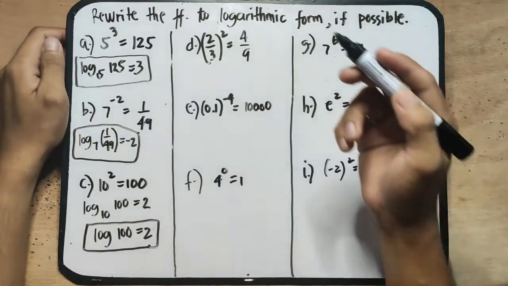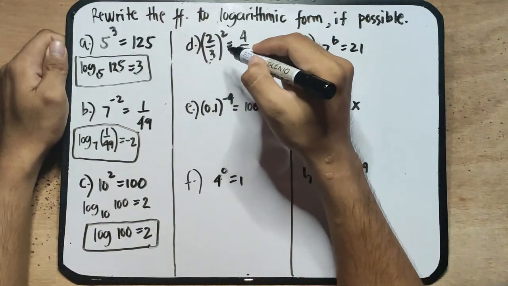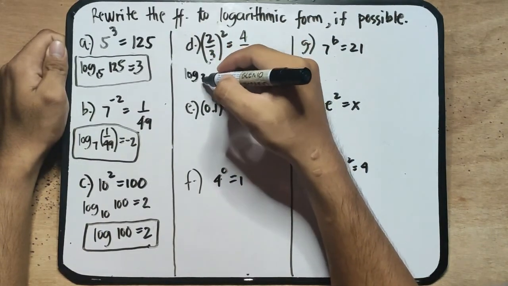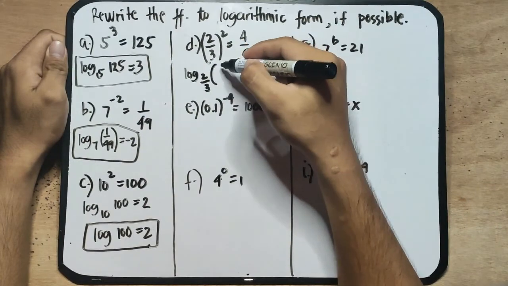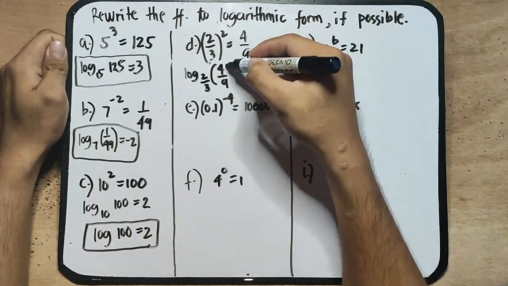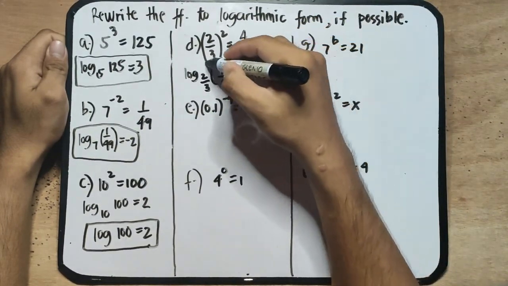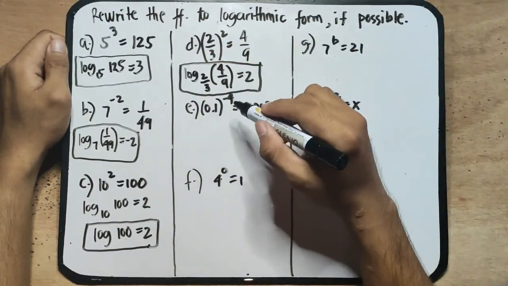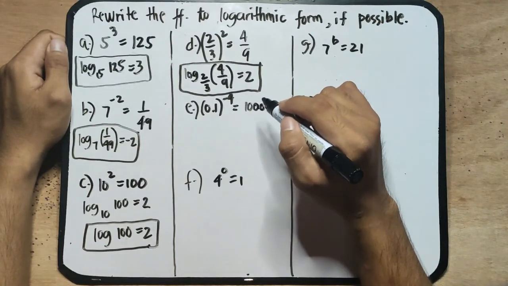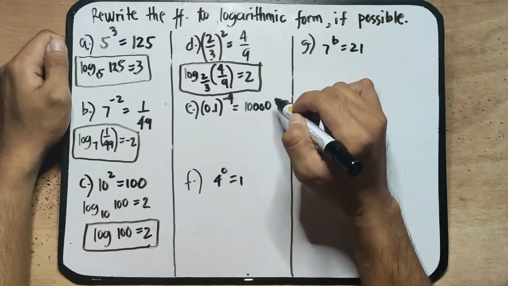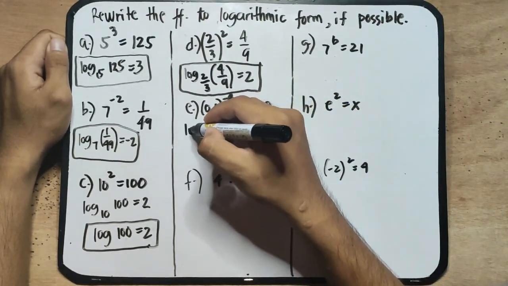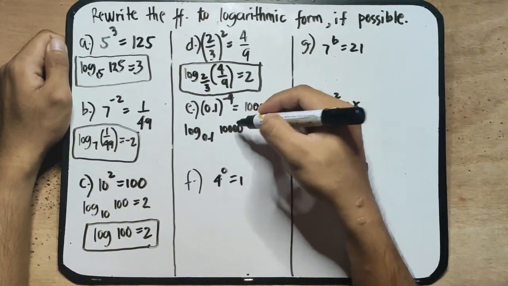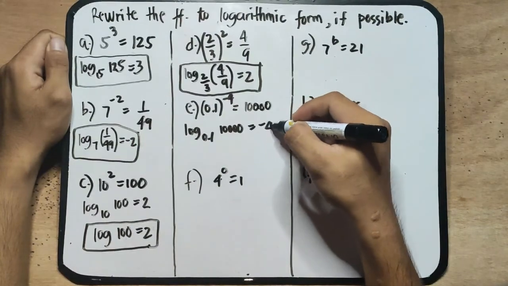Item number 4, we have 2/3 squared is equal to 4 all over 9. This will be log base 2/3 of 4 all over 9 is equal to 2. So this is the answer. Item 5, 0.1 raised to negative 4 is equal to 10,000. This will be log base 0.1 of 10,000 is equal to negative 4.